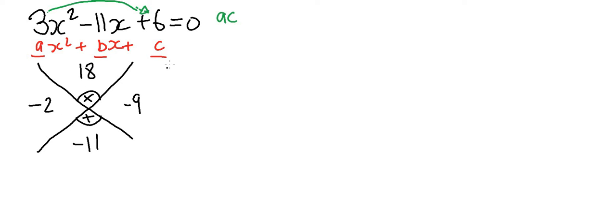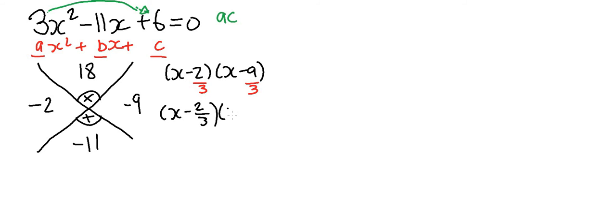Right. So now what I do, I put them into brackets. x minus 2, x minus 9. Then what I have to do, I then divide them by a. So here a is 3. So I'm going to divide by 3 and divide by 3. Now I'm going to simplify. So that means I've got x minus 2/3. And I've got x minus 3, 9 divided by 3. Okay.